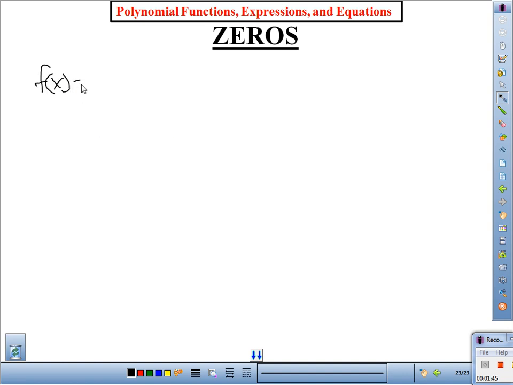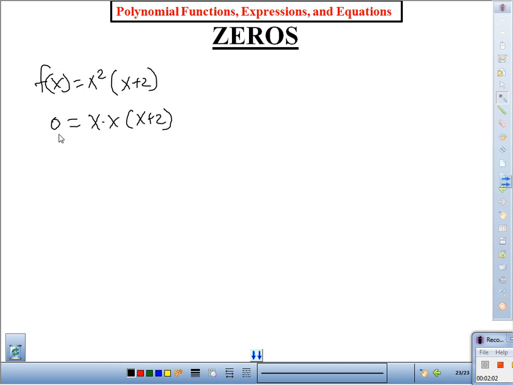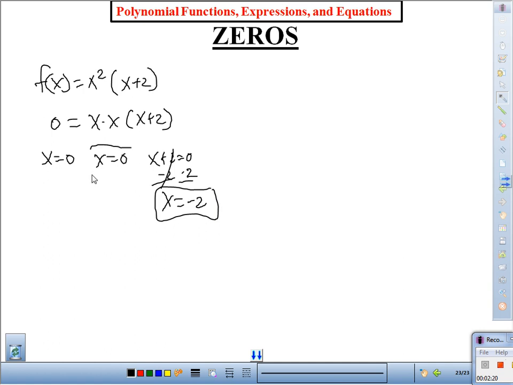F of x equals x squared times x plus 2, and I said graph that polynomial function. The process to graph that, I said, you make this equal to 0, factor that. So now that we have three factors, we set them all equal to 0. x equal to 0, x equal to 0, x plus 2 equal to 0. Solve, minus 2 minus 2, x equals negative 2. So now that I have these, I can graph.